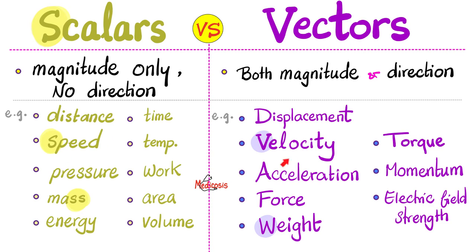Speed is a scalar, but velocity is a vector. Mass is a scalar, but weight is a vector. Work is scalar. The ability to do work is scalar. However, torque is a vector.